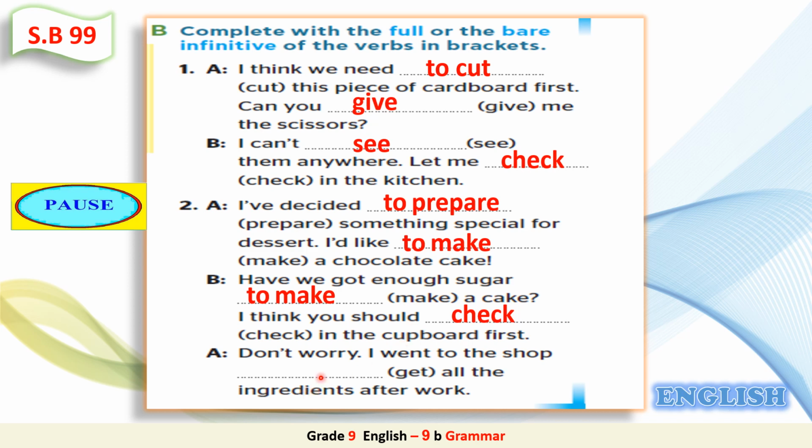Now the last one. What do you think the answer is? Great. It's to get. Why? Because here we have a purpose. I went to the shop. Why? To get all the ingredients after work. So we use full infinitive. Excellent, students.